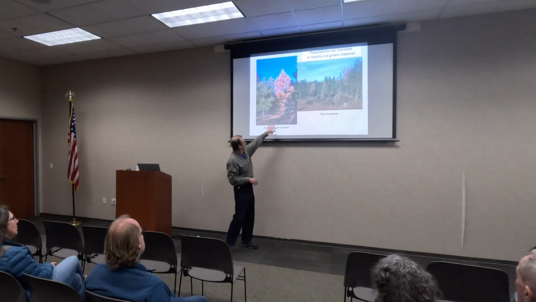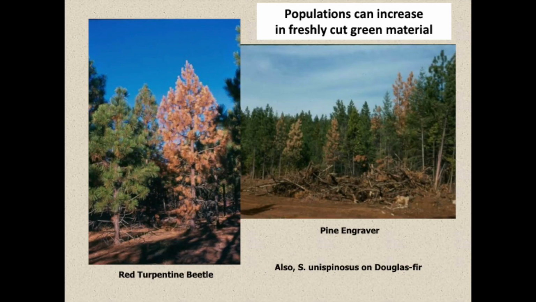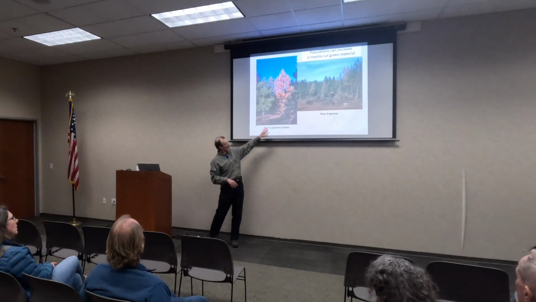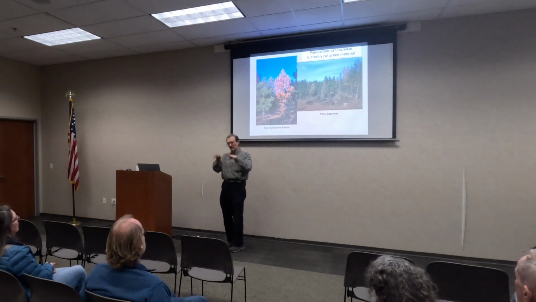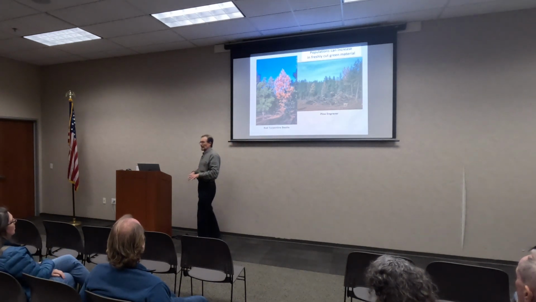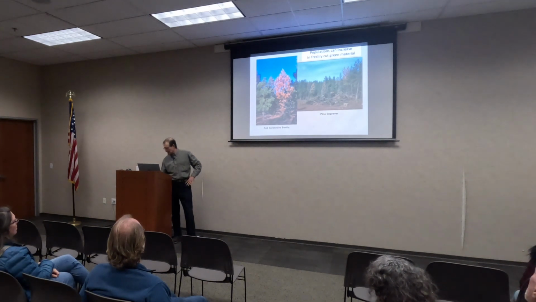This is a situation where we also had a thinning, and this is red turpentine beetle that killed this tree. But red turpentine beetle was not getting into what we call slash, like was shown here, but was getting into the stumps and the roots, and leaving that and killing trees.